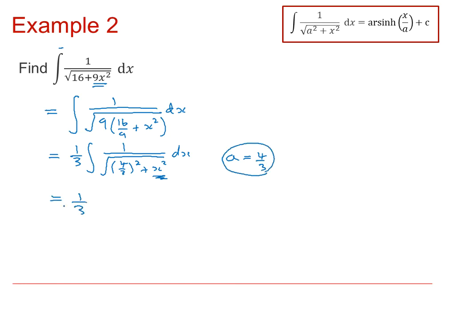So not forgetting the third at the front of this integral, I've now got it in a form where I can quote the result as arsinh of x over 4/3, which is the same as 3x over 4. Not forgetting the constant of integration.